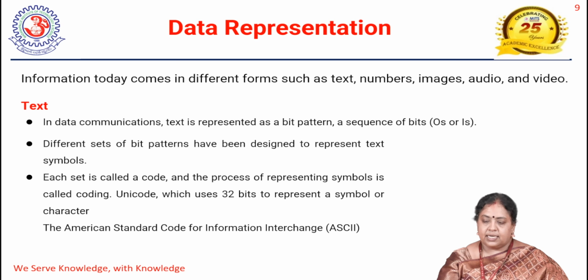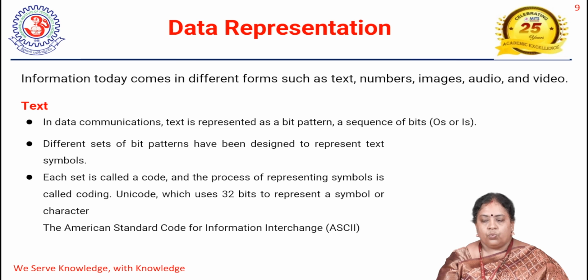Text is represented as a bit pattern, because in the system everything is in the form of zeros and ones. That is a sequence of bits, what we call zeros and ones. Different sets of bit patterns have been designed to represent the text symbols. Such a set is called a code, and the process of representing symbols is called coding.